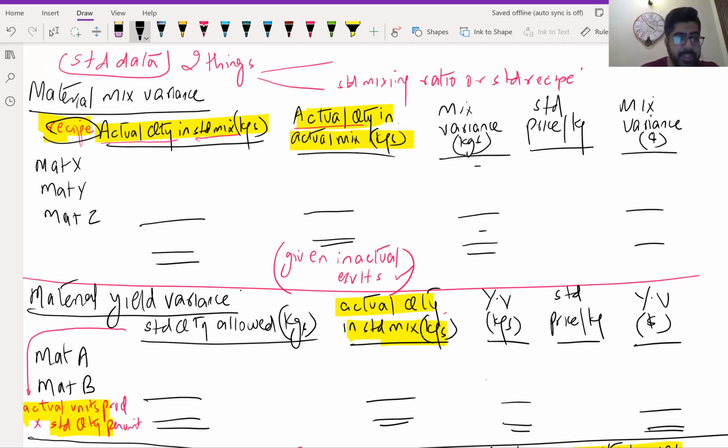The format is ready. For yield variance again, whatever materials are there, make the rows: 3 materials, 3 rows, material X, material Y, material Z. Obviously, by looking at the question, you will know how many materials are there.